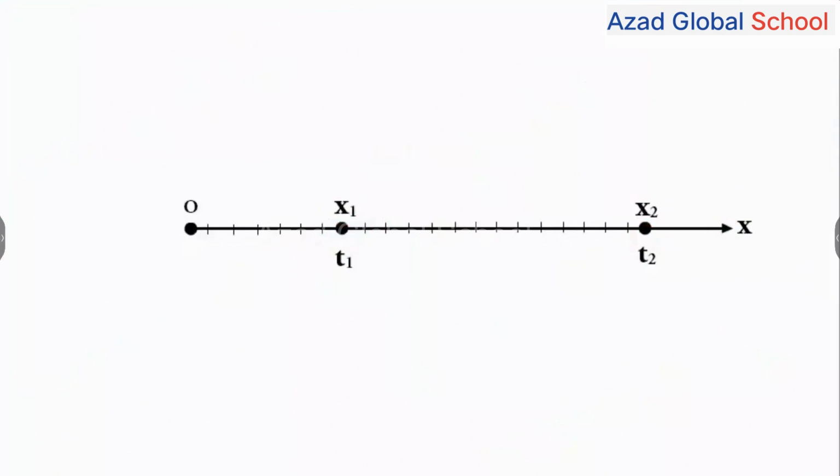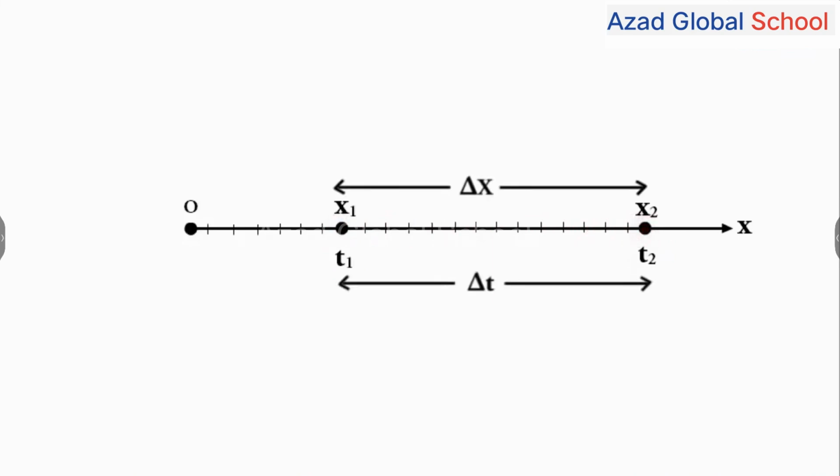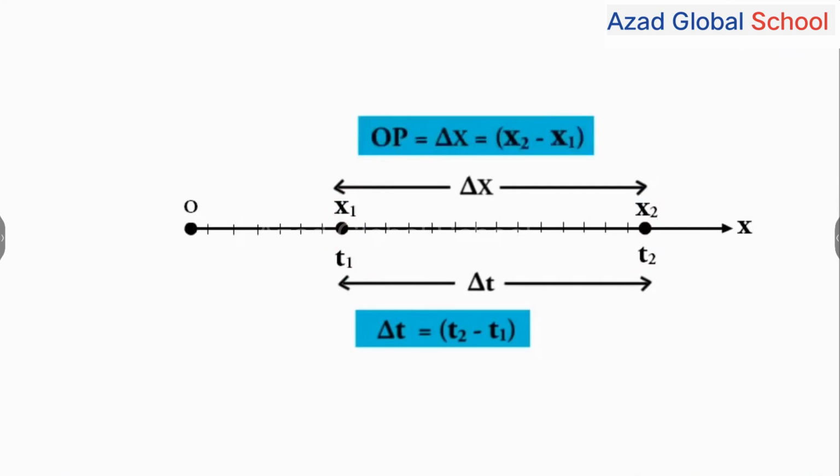Let x1 and x2 be the positions of an object at time t1 and t2. Then its displacement, denoted by delta x, in time delta t equal to t2 minus t1, is given by the difference between the final and initial positions. Delta x is equal to x2 minus x1.